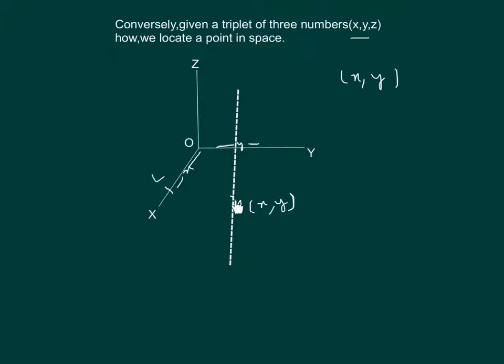Having reached point M, we draw a perpendicular to the plane xy and now locate a point P corresponding to z, which can be done by taking distance z on the z-axis, and correspondingly we get point P whose coordinates will be x, y and z.